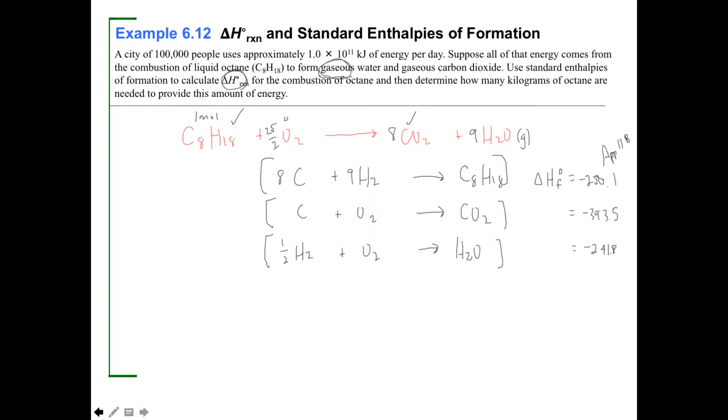All right, now what I got to do, you've seen me, I just did this in the previous question. I'm going to rearrange these so that they're going to give me this, right? Well, this first one is backwards, right? Because it's a product here and it's a reactant up here. So I have to take that and multiply it by -1. So I'm going to shift this over a little bit. I just don't have enough room over there. C8H18 produces 8 carbons plus 9, right?